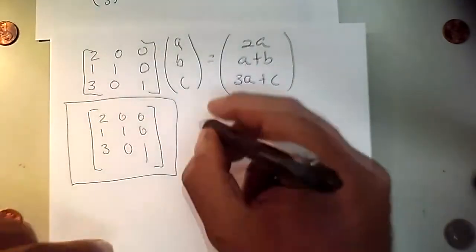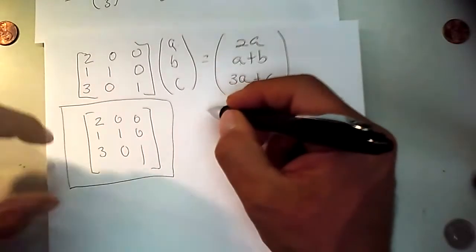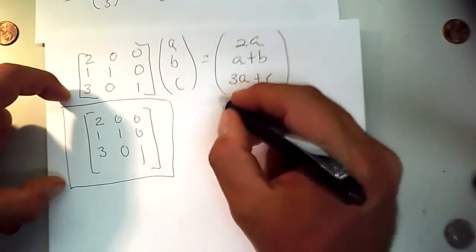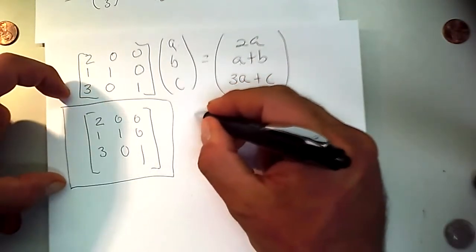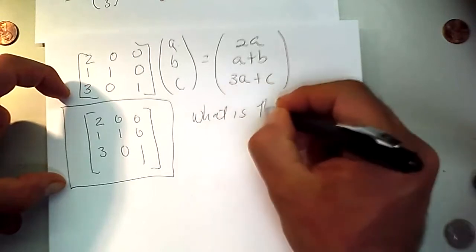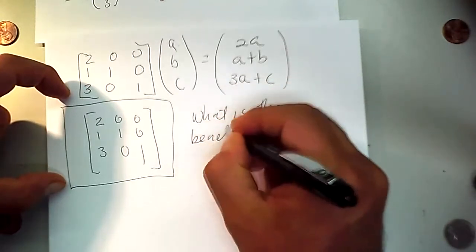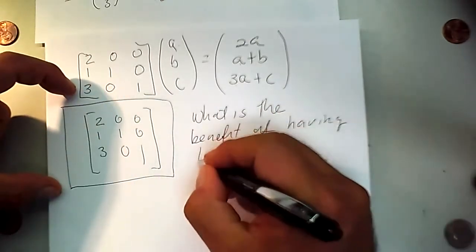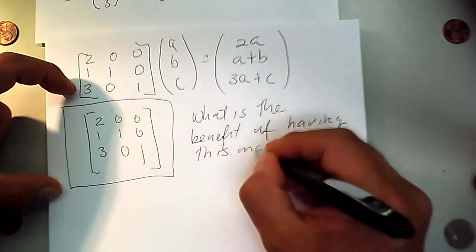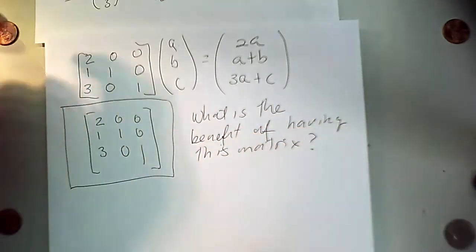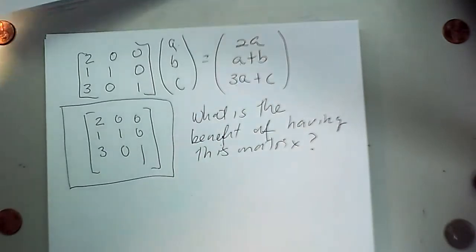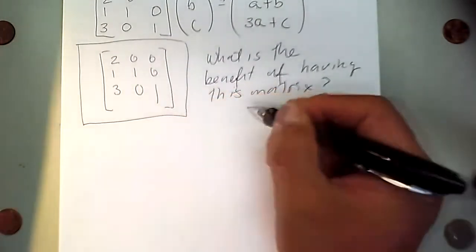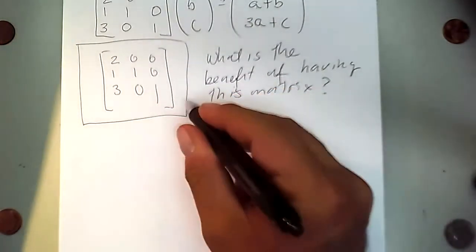Okay, so let's follow up. Technically we finished with the goal, but there is more to this. So the question I want to follow up with is, what is the benefit of having this matrix? First, I'm going to follow up with a problem, and then we're going to answer this.